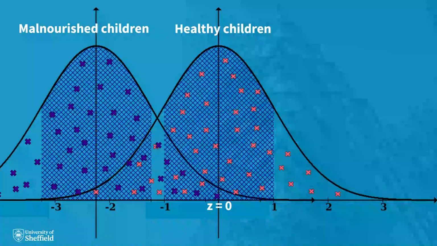Because both populations are normally distributed, there are always going to be some healthy children that have a height for age lower than some malnourished children. So if all we can observe about a child is the height for age, how do we know whether or not that child is actually suffering from stunting? This is where hypothesis testing comes in.